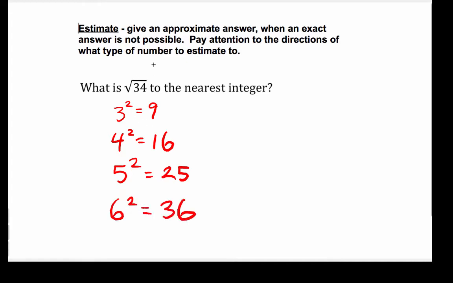So radical 34 is going to fall somewhere in this gap. 34 is very close to 36. So the square root of 34 is going to be very close to 6. Since the problem asks us what is radical 34 to the nearest integer, that's a positive or negative whole number, we're going to go with 6. So the answer to this problem would be 6.